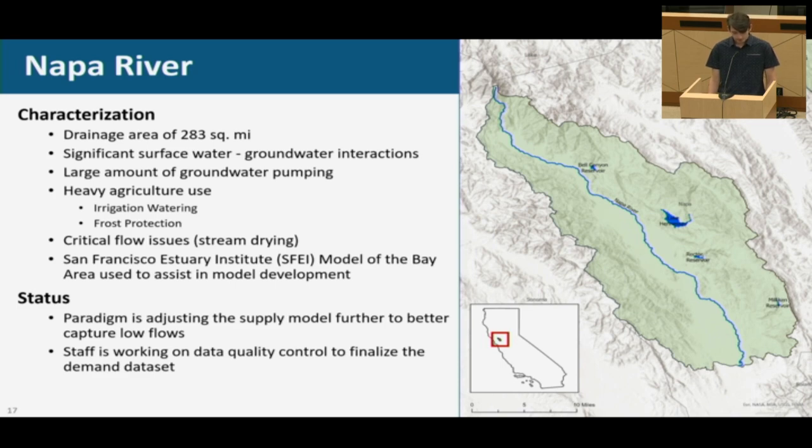There is an existing model for the entire San Francisco Bay region, developed by the San Francisco Estuary Institute, which is being used by the contractor to assist in model development. Supply and demand staff are currently reviewing the draft work plan submitted by the contractor, and currently Paradigm is adjusting the existing SFEI model to meet specific needs of this program, including individual watershed scale considerations and to further capture low flow conditions. Staff are also finalizing the demand data set for this watershed using quality control checks.